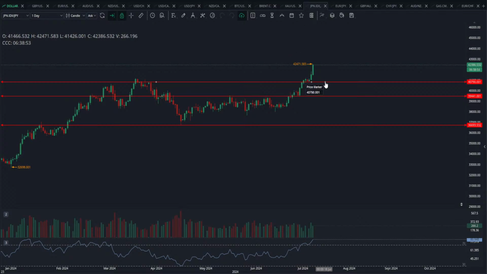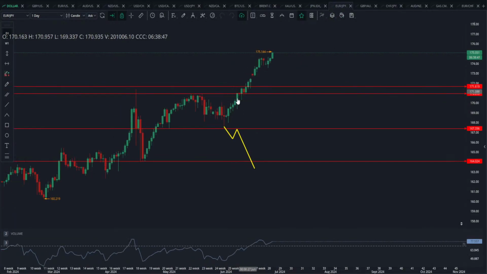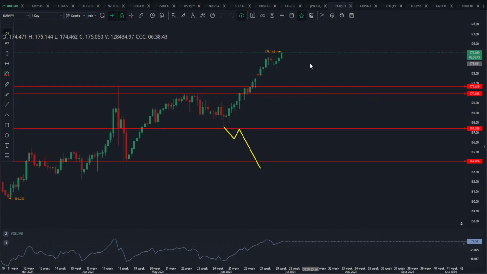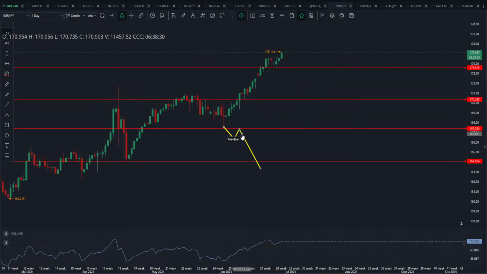Where is the support, guys? 4790 is the support for this resistance. We are not sure because it is an all-time high. EUR/JPY is on similar lines, just like Nikkei going higher. But in this case, at least we know the potential support is around here, the previous low that the price made before making the higher high. We know where the potential supports are, but we are not sure to what extent it can go. We don't know the resistance.